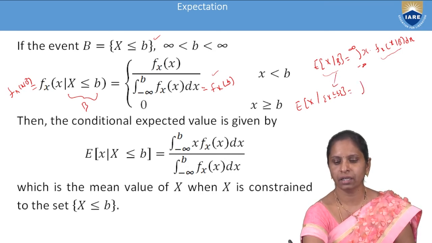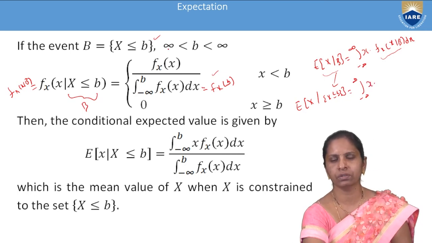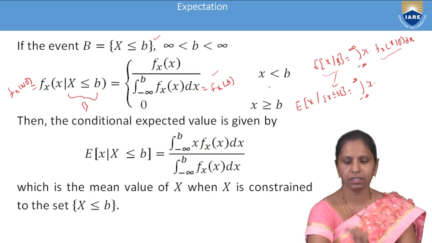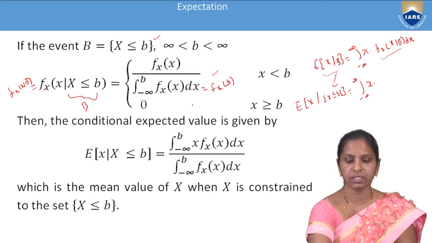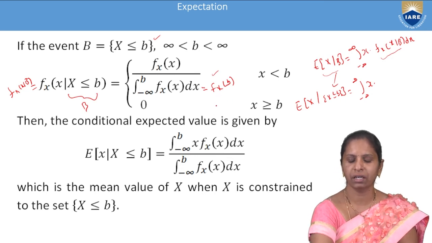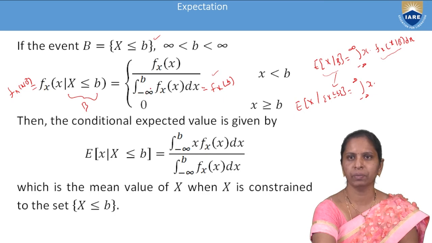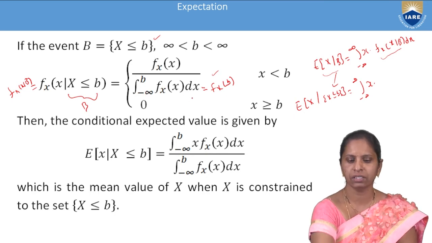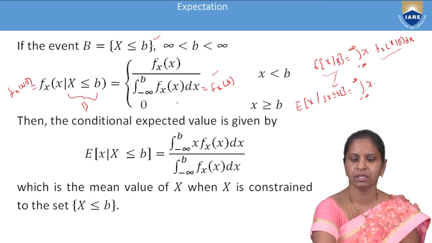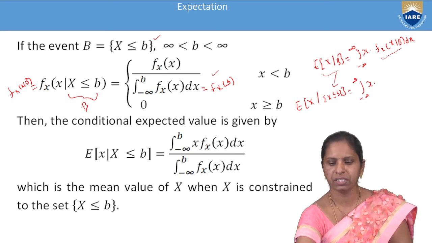Then integration from minus infinity to infinity of x into. So for this event x is less than or equal to b, what is the conditional density function value? Fx of x by fx of b. Where what is the distribution function fx of b? Nothing but integration from minus infinity to b of fx of x dx. So it is a constant, the denominator is always a constant. Okay.